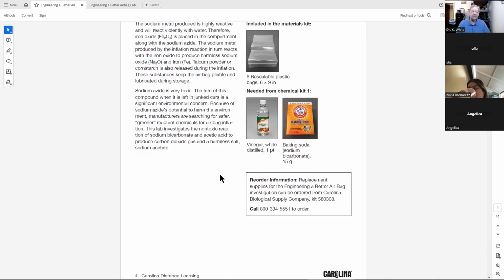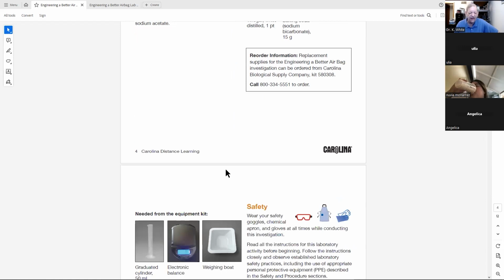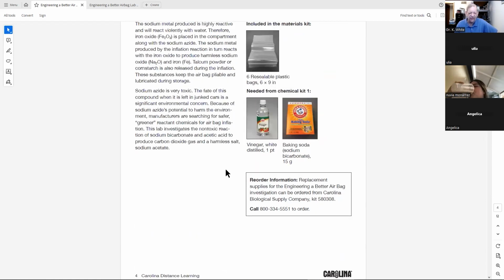Now, in this lab, you're going to be investigating the reaction of sodium bicarbonate, baking powder or baking soda, and vinegar. And I've never understood why they call that white vinegar, other than it's clear as opposed to colored vinegars, but it's called that.